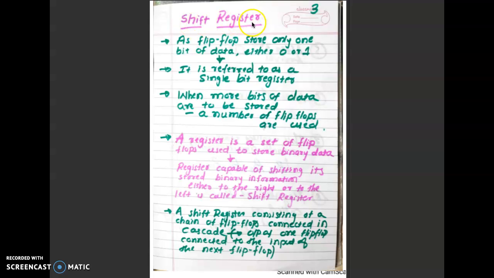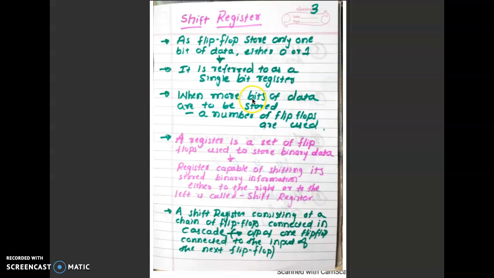The topic is the shift register. Shift registers are implemented using a set of flip-flops. We already know that flip-flops are memory elements that store only one bit of data, either 0 or 1. So flip-flops are referred to as single-bit registers. They store one bit, which means they register one bit.